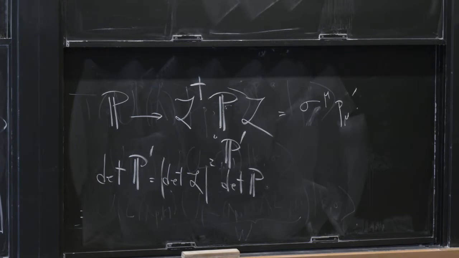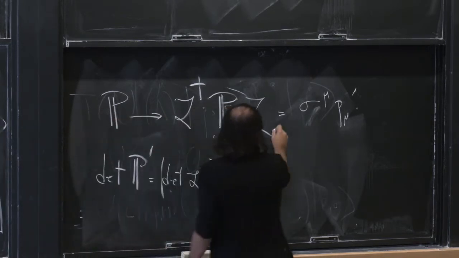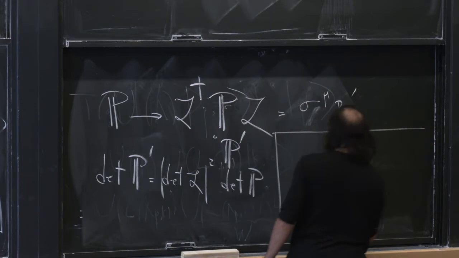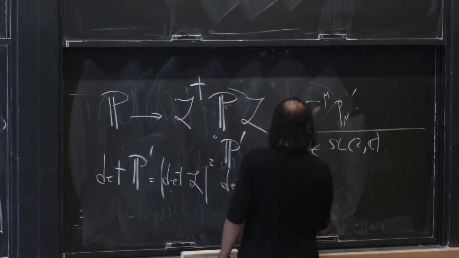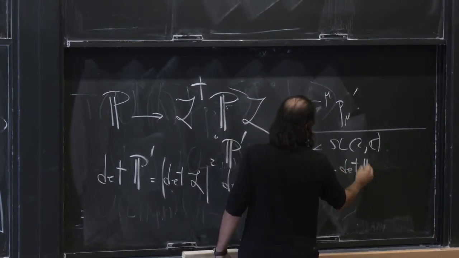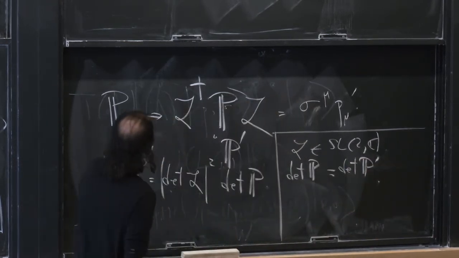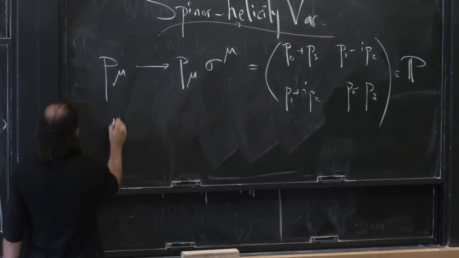Okay, so this is now not a completely random 2 by 2 complex matrix, but a special 2 by 2 complex matrix of determinant 1. Okay, so if L is in SL2C, then the determinant of P is equal to the determinant of P prime. But what is the determinant of P? Well, very beautifully, of course, the determinant of P is just P squared.